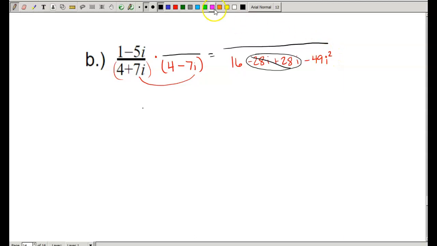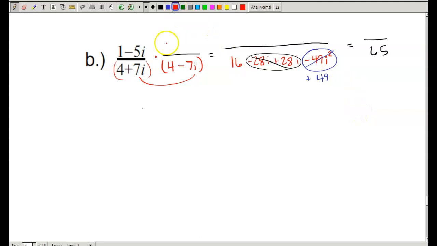i squared is equal to -1. So really this is negative 49 times -1. And essentially that's just positive 49 here. So really on the bottom of this fraction, we are getting 16 plus 49. And so we'll have 65 on the bottom. So the bottom becomes just 65.